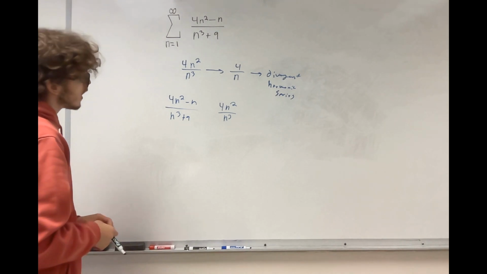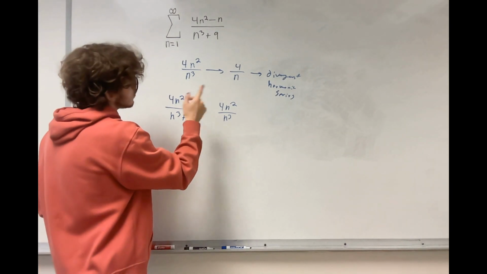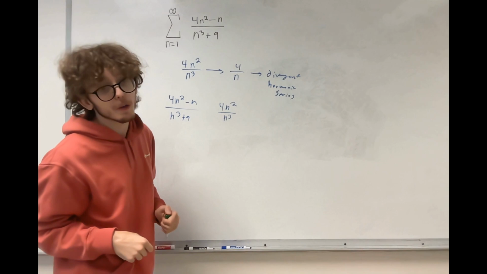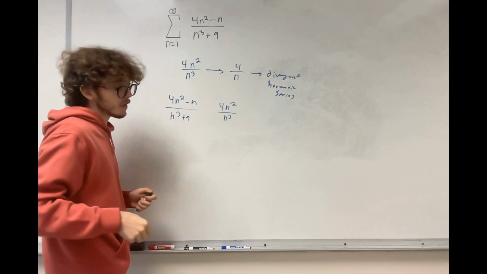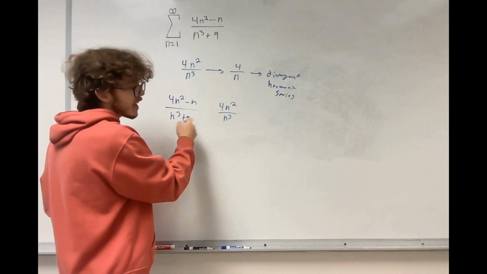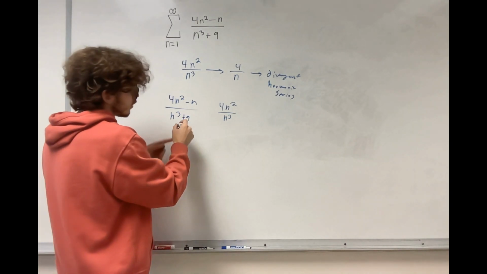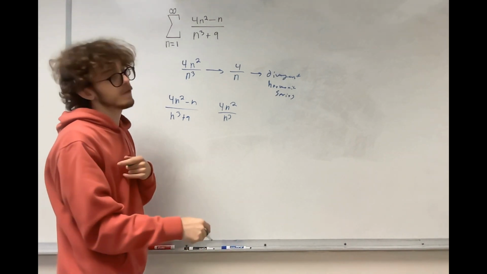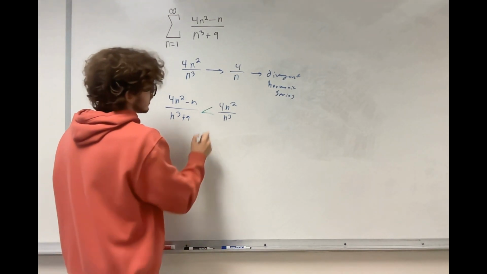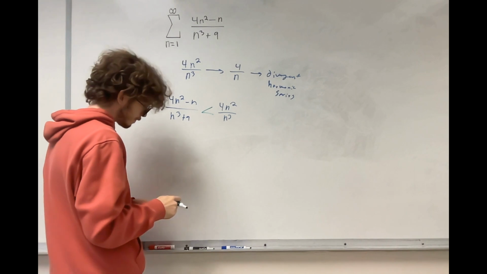So think about it. If we're subtracting a number from the numerator, that's decreasing the value of our fraction here, right? So this is decreasing. We're adding something that we're not adding on this side, so it's going to increase the denominator, which is going to decrease the value. So we know that this is going to be greater than this.